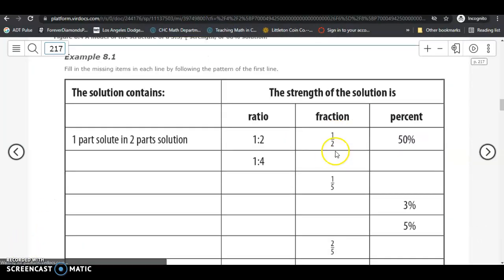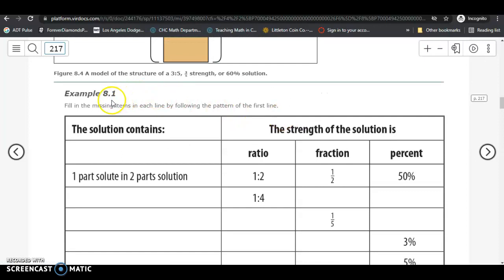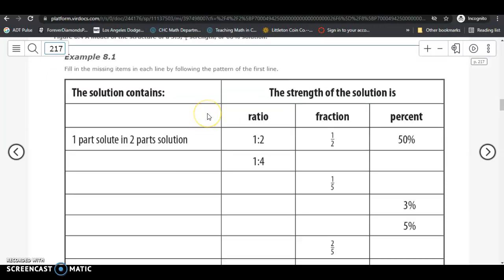To really understand the relationship between the ratio, fraction, and percent when we talk about the strength of a solution, I encourage you to look at example 8.1, which appears on page 217 in the ebook. In this example, you're asked to fill out the table. For example, for a solution where the strength is 1 to 4, write that as a fraction, and then express that as a percentage.